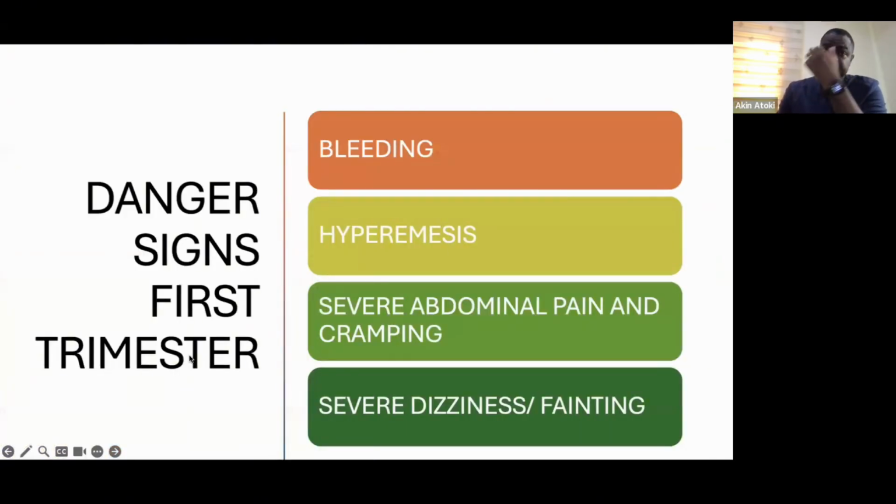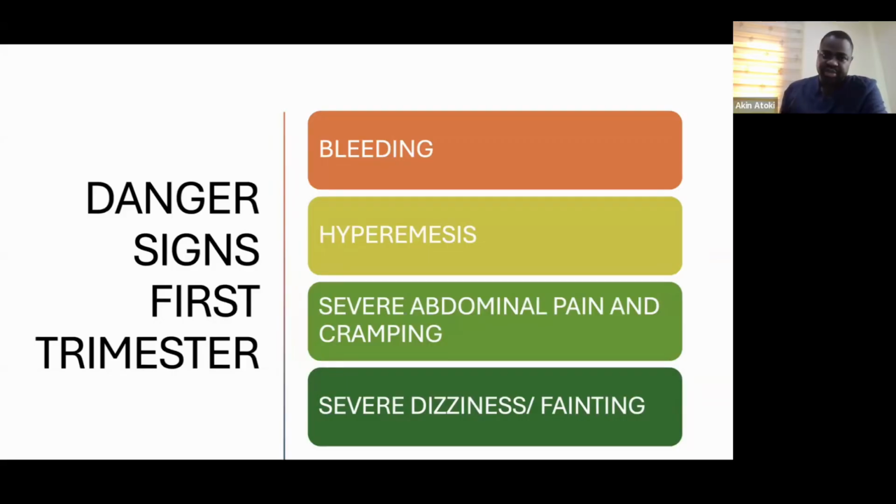Now, in the first trimester of pregnancy, any form of bleeding at all, or as a matter of fact, in any trimester of pregnancy, is a danger sign. Any form of bleeding, whether it is spotting or heavy bleeding, anytime you see blood at any time in pregnancy, it's a danger sign. You have to quickly present to the hospital so that it can be evaluated and we know what is causing that bleeding.